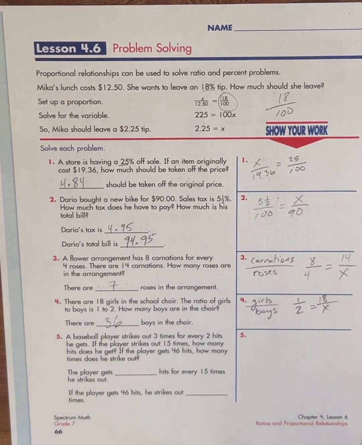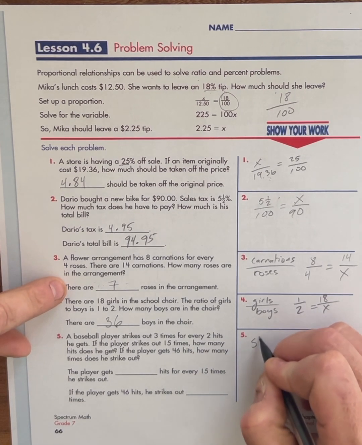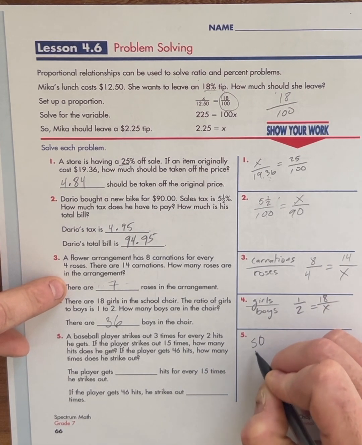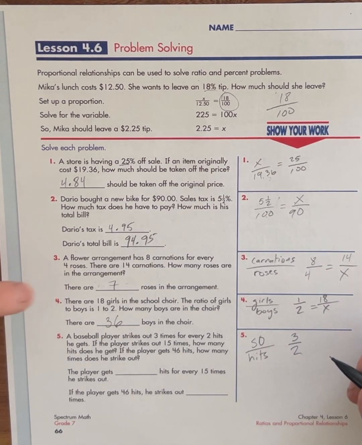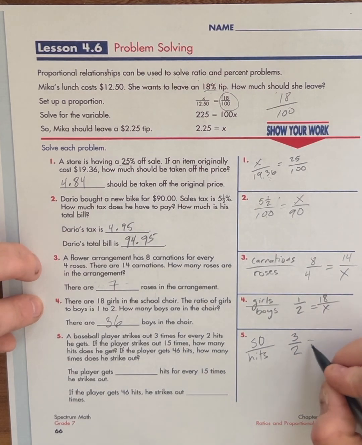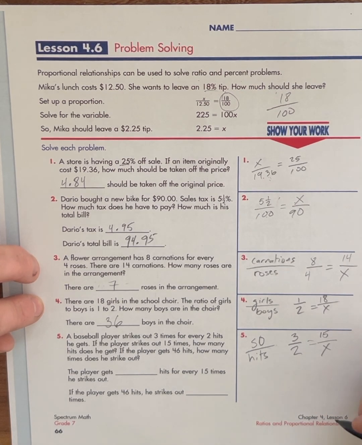Okay, last one I'm going to do. A baseball player strikes out 3 times for every 2 hits. So we're going to do strikeouts over hits, 3 times for every 2. If the player strikes out 15 times, how many hits does he get? We don't know that.